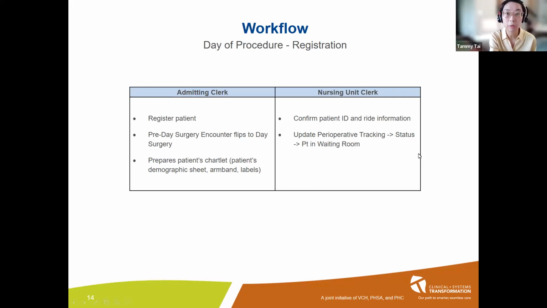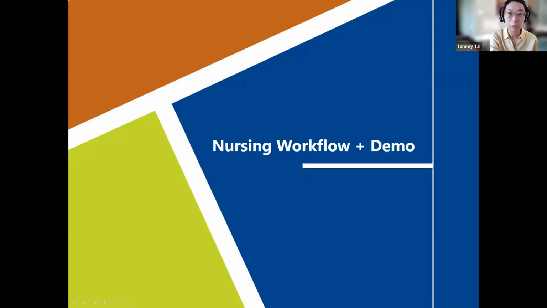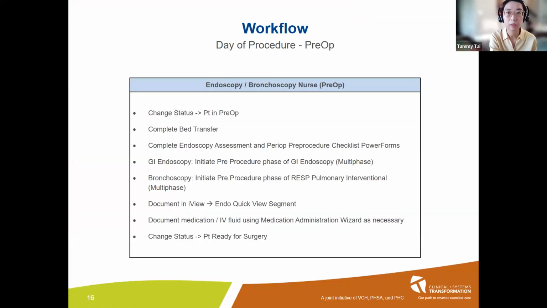When the patient arrives to the endoscopy unit, the nursing unit clerk will now confirm the patient's ID and the right information for discharge. It will also update the patient's status on the perioperative tracking shelf to show the patient is now in the waiting room. This will communicate to the pre-op nurse that the patient is now available to be brought into the pre-op space. So now I'll continue on with the nursing workflow. This is now in the pre-op area for the pre-op nurse for endoscopy and bronchoscopy.